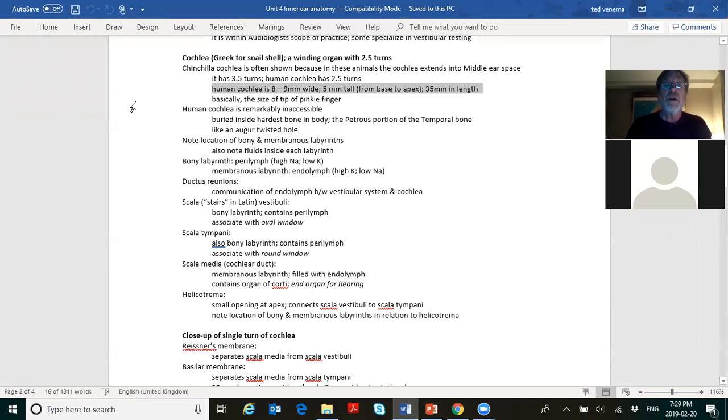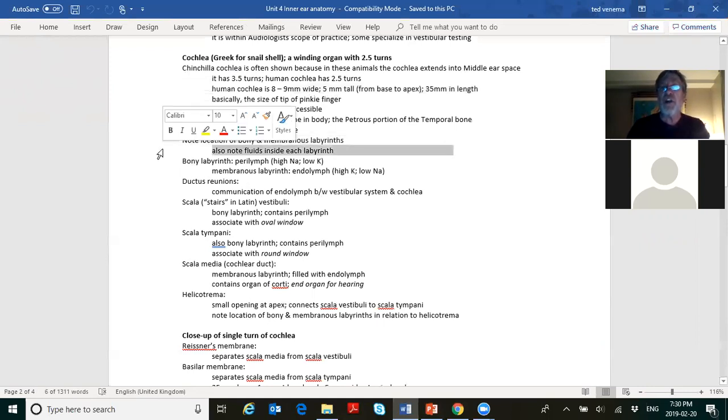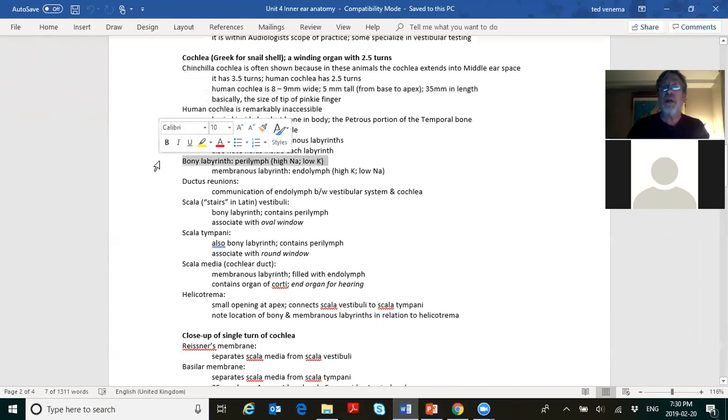Okay? Human cochlea is remarkably inaccessible, buried inside the hardest bone of the body, the petrous portion of the temporal bone, like an auger-twisted hole. Note location, excuse me, of the bony and membranous labyrinths. Note the fluids inside each labyrinth. Bony labyrinth has perilymph. Membranous labyrinth has endolymph.